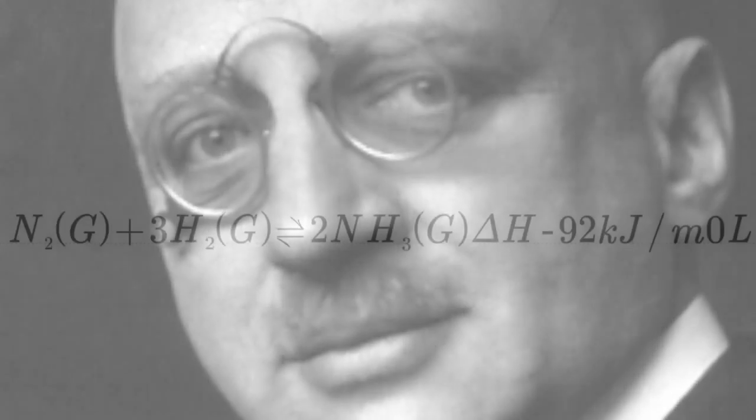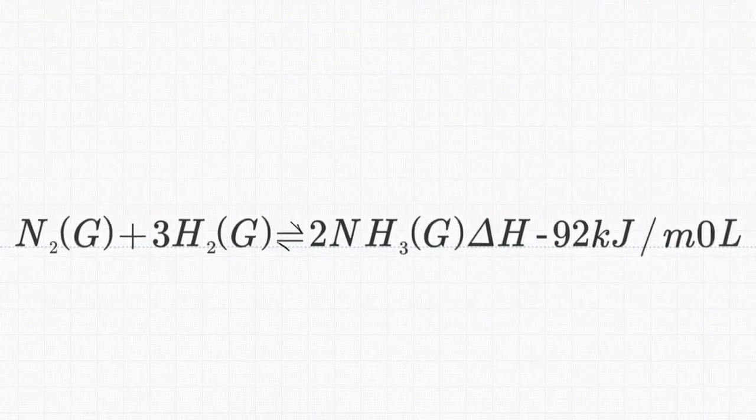The Haber process was developed by Fritz Haber in 1908 but refined in 1914. He was born in Germany. This is a balanced chemical equation for the Haber process.